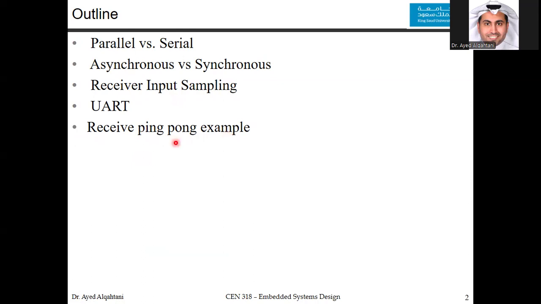an application, which is the receive ping pong example. It's a little bit more complex than what we've studied before. You would notice that the coding of this example is a little bit long. However, you can manage it.